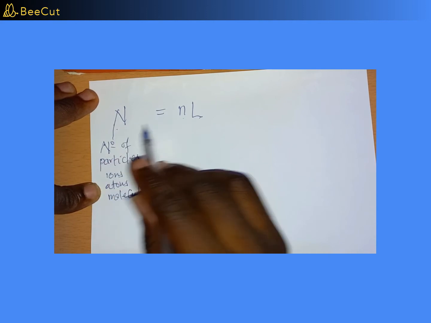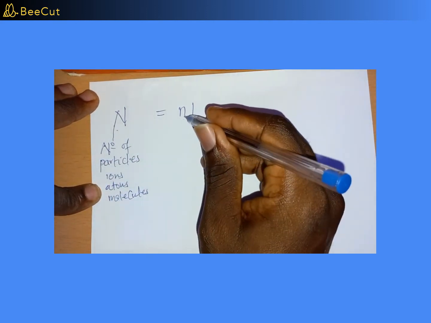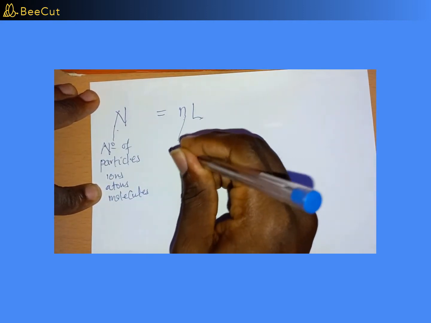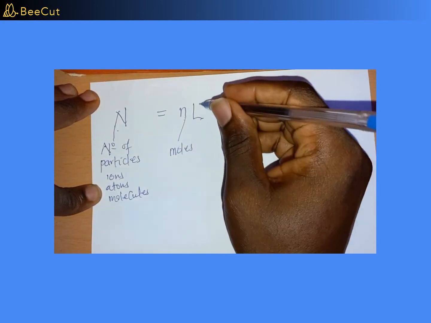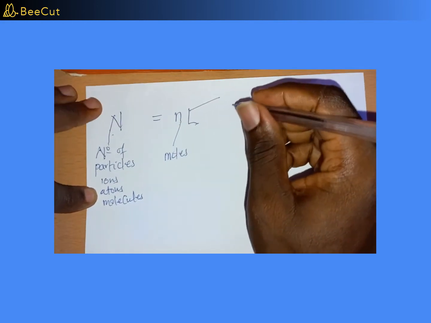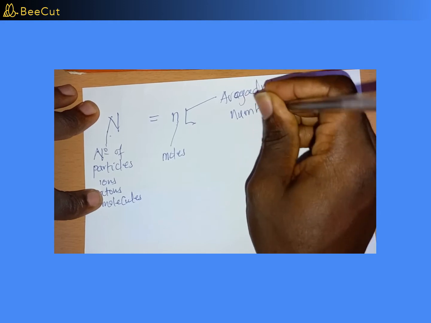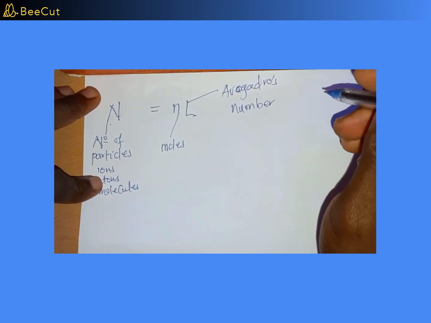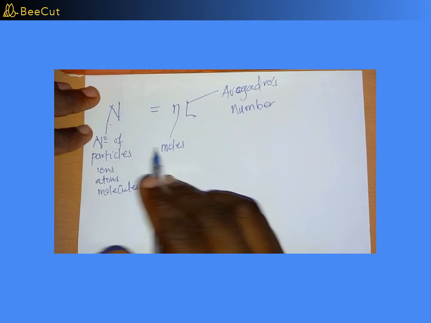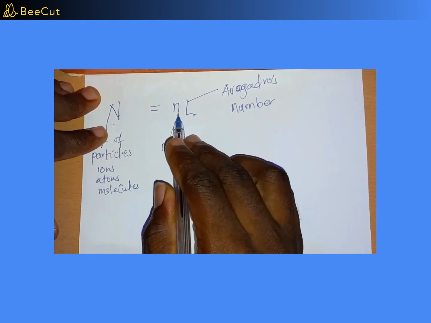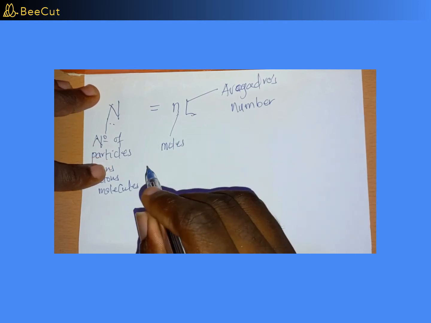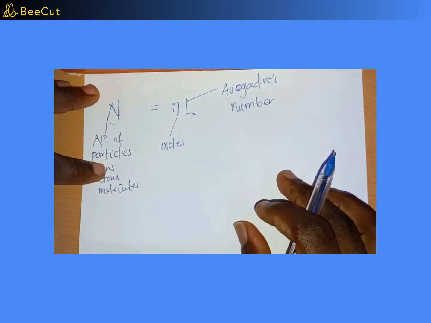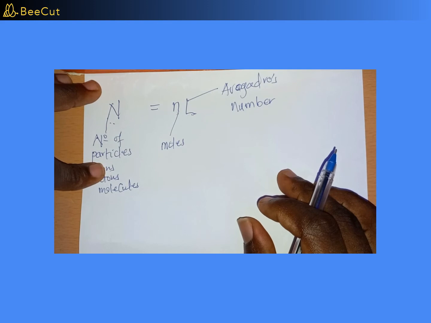So the number of particles is equal to the number of moles. So this is the what? Moles. And then multiply by what? Avogadro's number. Don't forget, Avogadro is a name, it's a scientist. Okay, it's a scientist. So the number of particles is equal to the number of moles multiplied by what? Avogadro's number. So this formula should be very, very well understood.